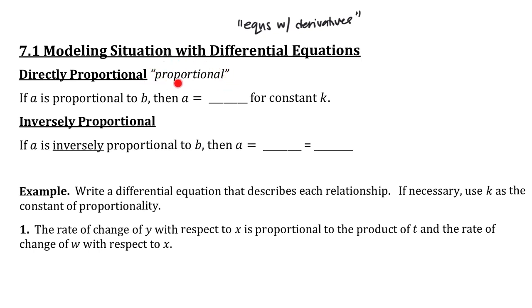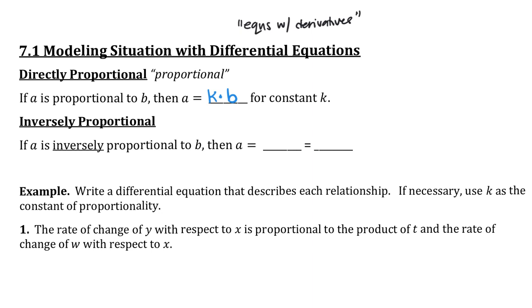Okay, so first definition, directly proportional. And if we just say proportional, we mean directly proportional. If there is some constant k, then A equals k times B. That's all it means. Directly proportional means they're related by multiplying by a constant.